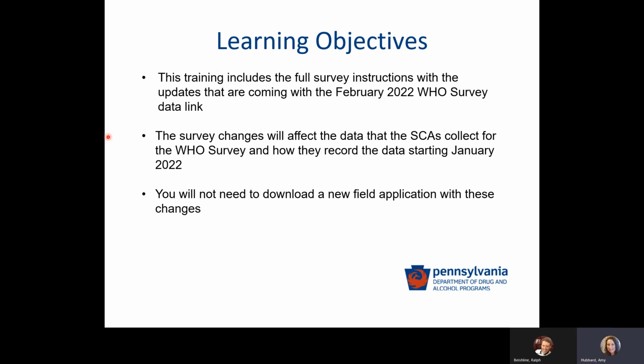The SCAs will most likely need to make changes to their data process to ensure the data they are collecting will match the data now being requested in the survey. The SCAs will need to be prepared to start this new process in January 2022. This means that you may begin collecting and preparing to report this data in January 2022. In addition, you will not need to download anything new for these changes. The survey changes will automatically show up when you click on the link that we send you in February 2022.